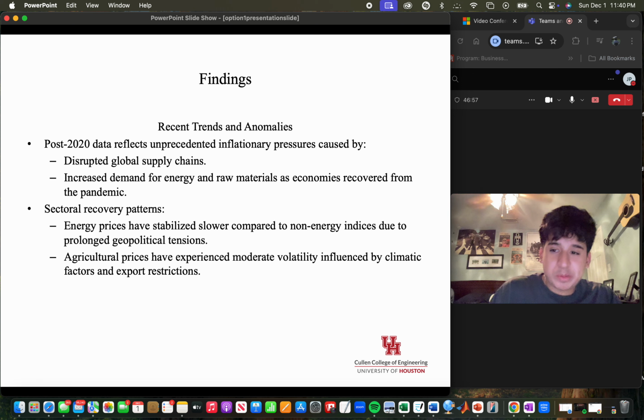So, sector recovery patterns. Energy prices have stabilized slower compared to non-energy, and this is due to prolonged geopolitical tensions, and agricultural prices have experienced moderate volatility influenced by climatic factors and export restrictions.